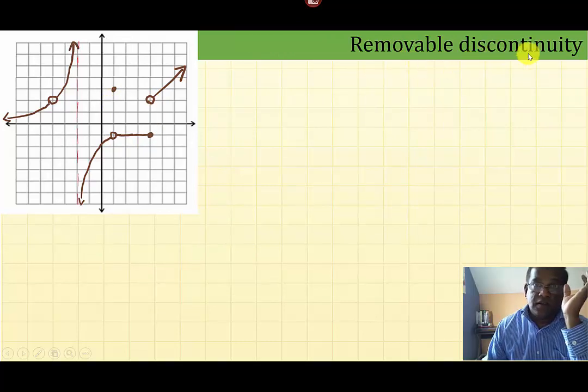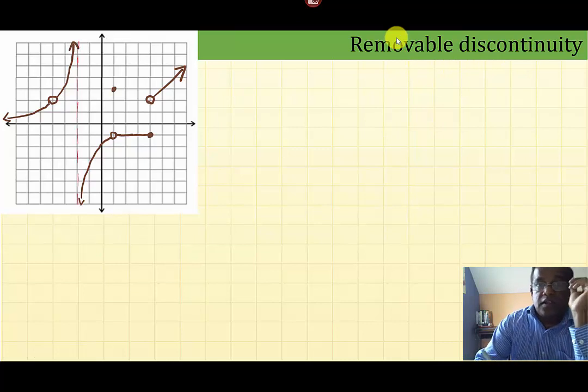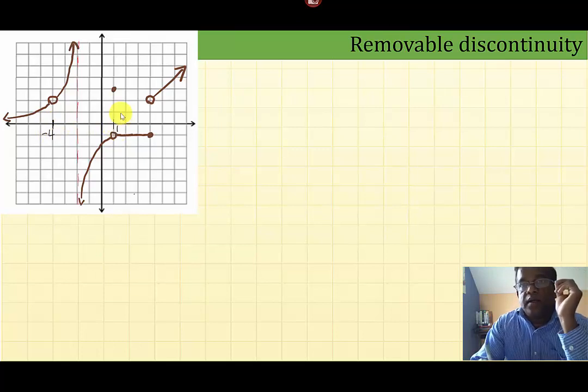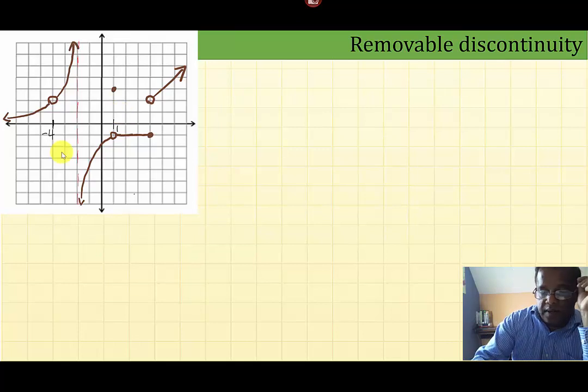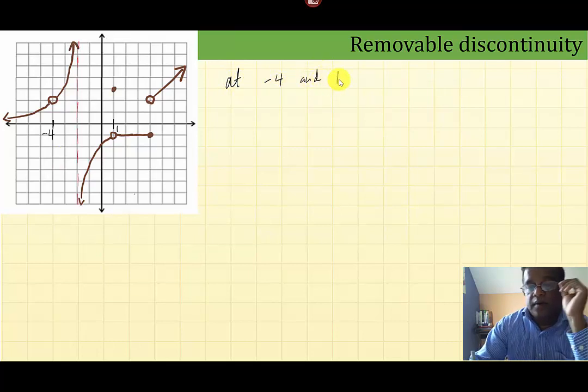Removable discontinuity. If the discontinuity is because of a hole in the graph, such as at negative 4 or at 1, we call it a removable discontinuity. So we have a removable discontinuity at negative 4 and at 1. At removable discontinuities, the limit exists.